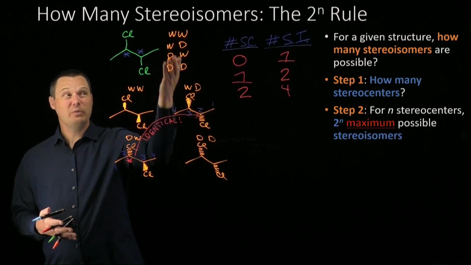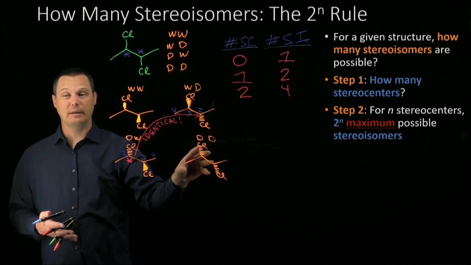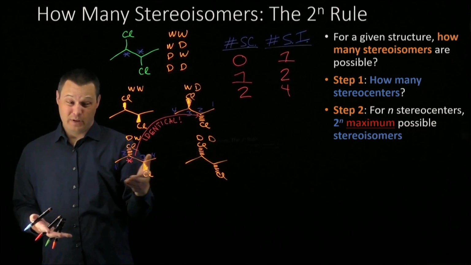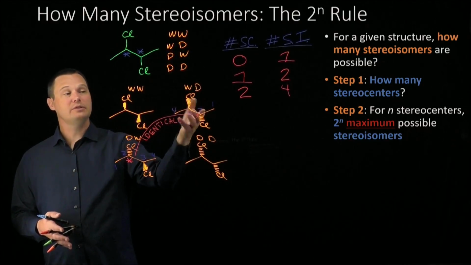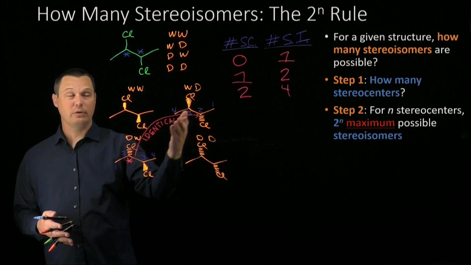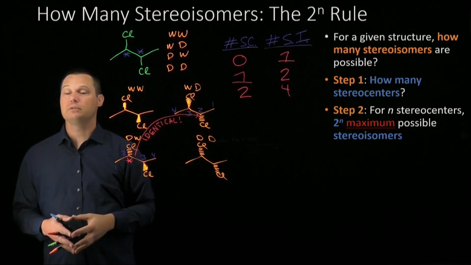So even though we were very systematic in our approach, even though we drew the 4 molecules correctly, what happened was we inadvertently drew the same molecule twice. And since these are identical through a steering wheel rotation, they are not different molecules, they're the same molecule, and so we only get 3 unique stereoisomers for this molecule.